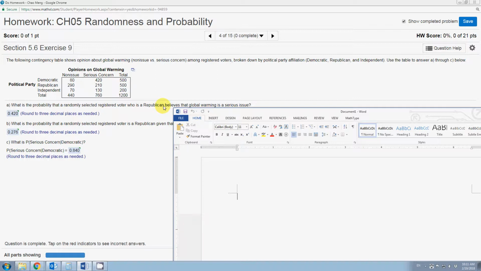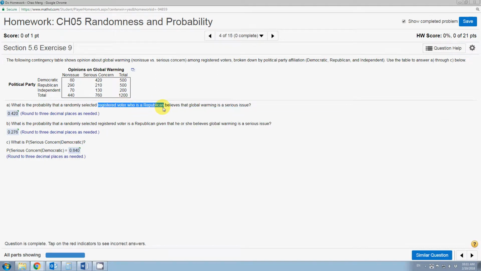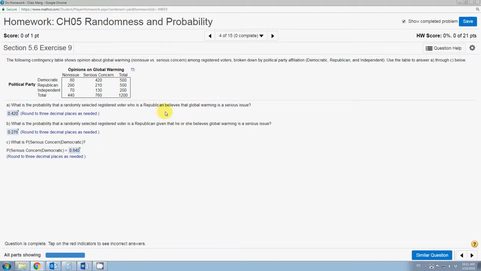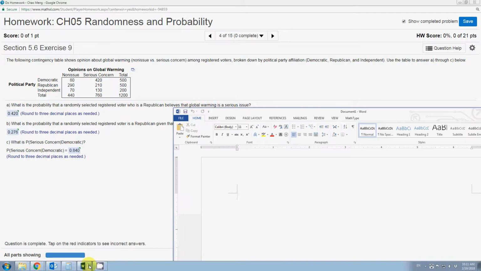Based on this information, we know that the voter we talk about should be a Republican. So that's a given condition. We must talk about Republicans. Among the Republicans, what's the probability that the selected person believes that global warming is a serious issue? So that means we need to calculate a conditional probability. The condition is, let me put a bar there, that the person is a Republican. So that's our condition.